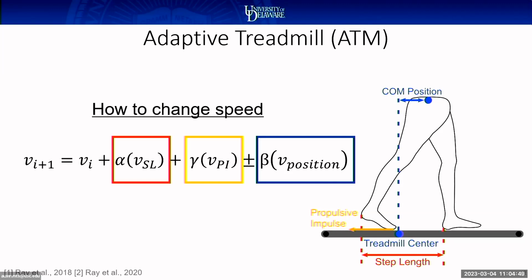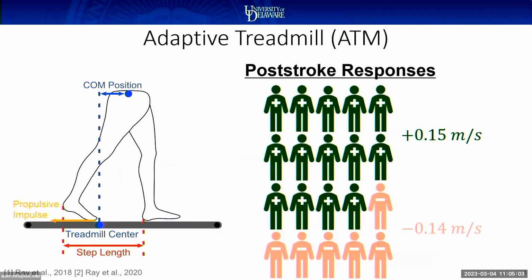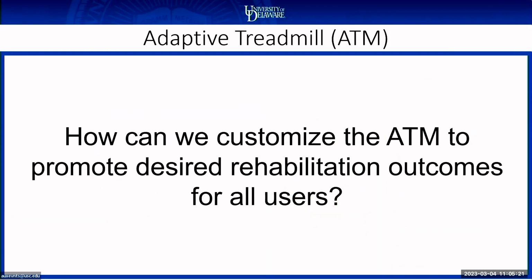We're really excited about this as a tool for post-stroke intervention because we've seen young healthy adults choose faster self-selected walking speeds and push off harder on the adaptive treadmill than on the fixed speed treadmill. So we think it's a good tool for rehabilitation, but as you can see here, when we tested this with individuals post-stroke, with a set of 20 individuals, 14 of them increased their speed, but 6 of them decreased their speed on the adaptive treadmill from the fixed speed treadmill by roughly the same magnitude. So that led us to our next question. How can we further customize the adaptive treadmill to promote desired outcomes for everyone?